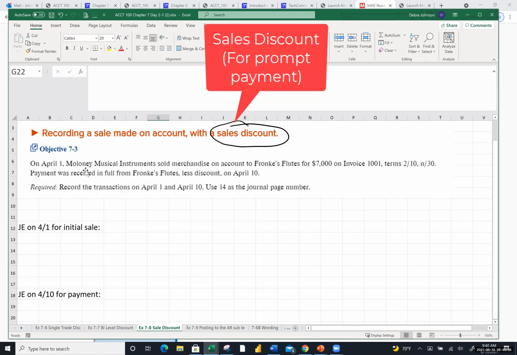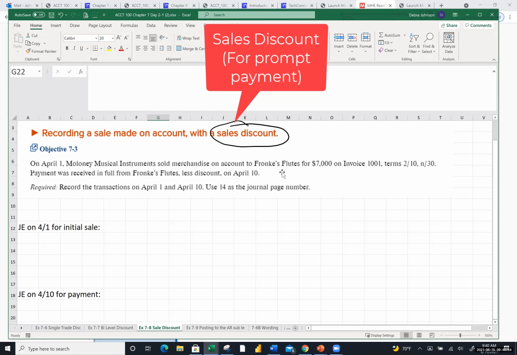So if you hear me laughing, it's because Mr. Maloney says Maloney's Musical Instruments. He's a professor at Cerritos College, and Mr. Franke is my office mate, Franke's Flute. So I laugh when I read these. He uses mine and my children's name in other problems as well.